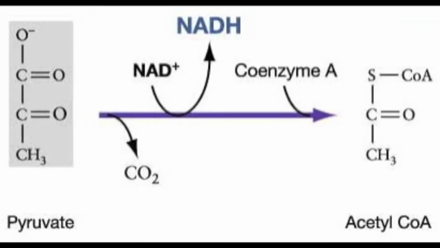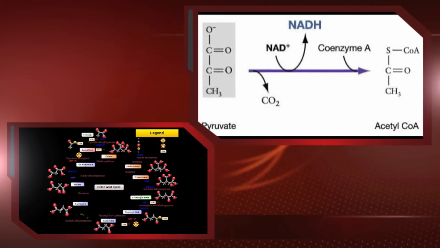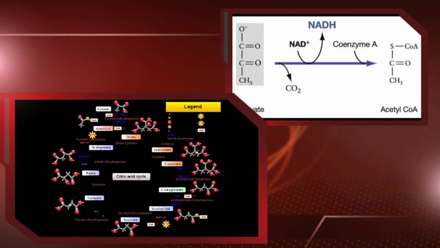After that, we have 2 pyruvate molecules entering the mitochondria to be oxidized. One carbon dioxide molecule is removed via decarboxylation, and then 2 protons are removed using NAD+. An enzyme called coenzyme A attaches to the remaining carbon atoms, which creates 2 acetyl-CoA molecules, ready to enter the Krebs cycle.